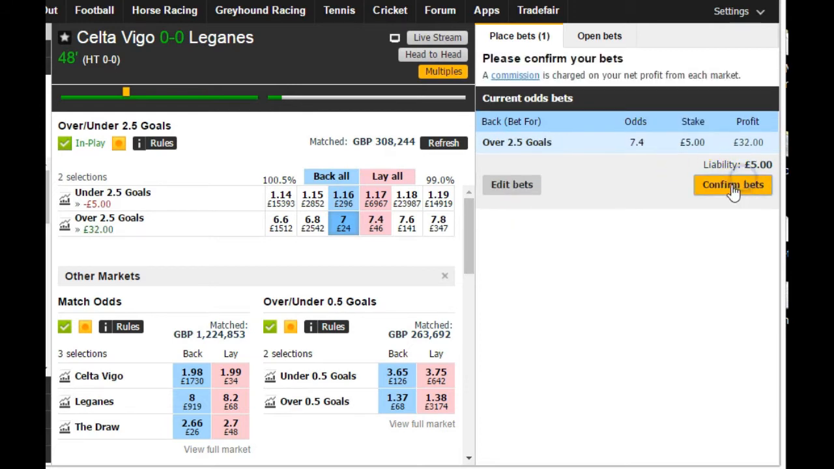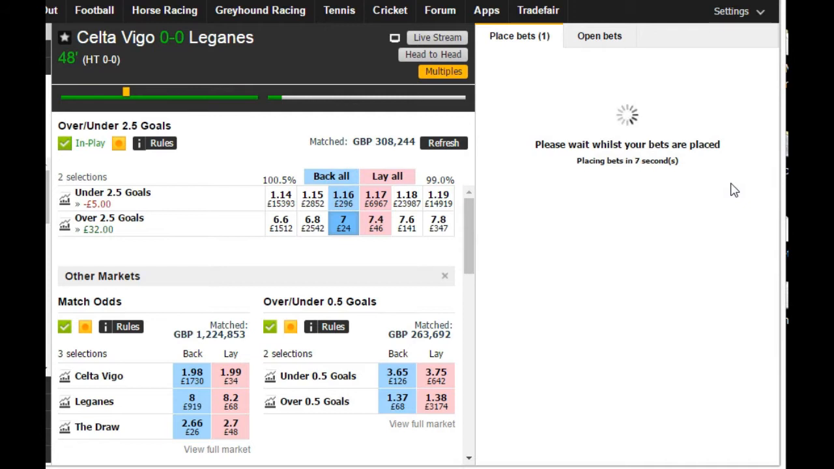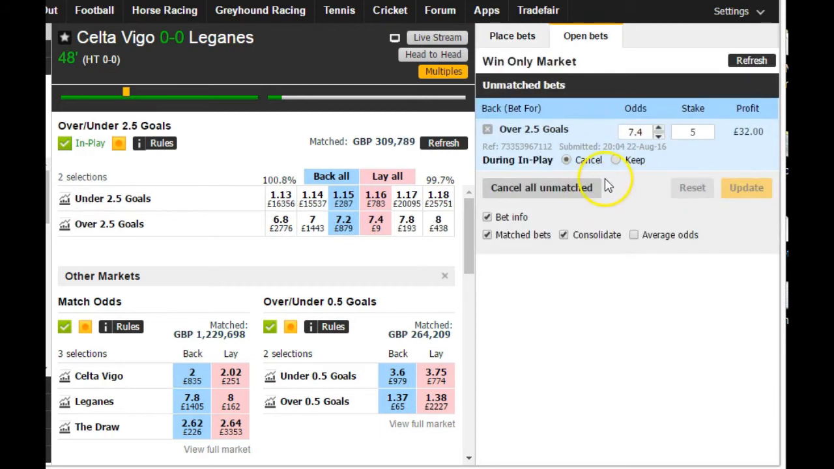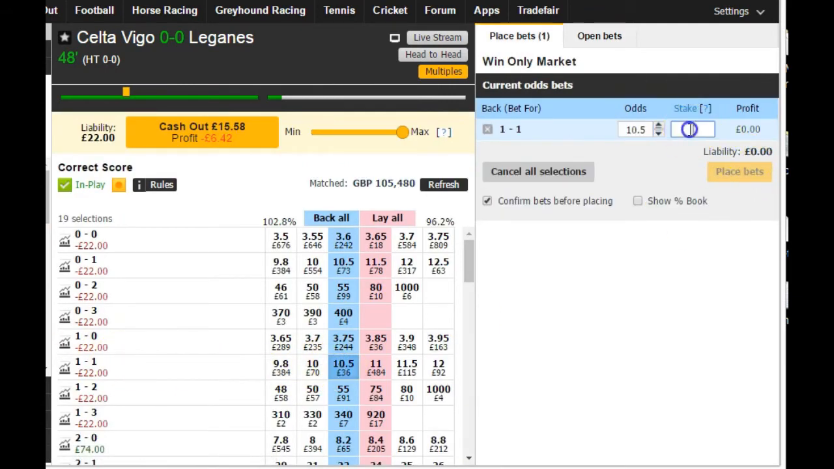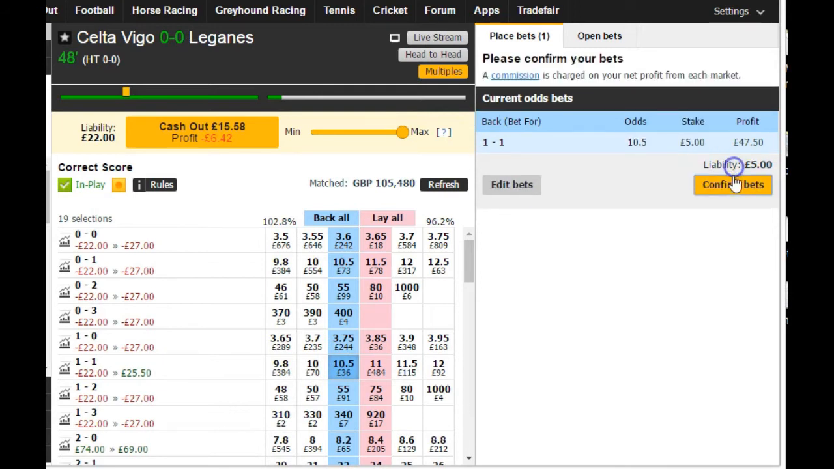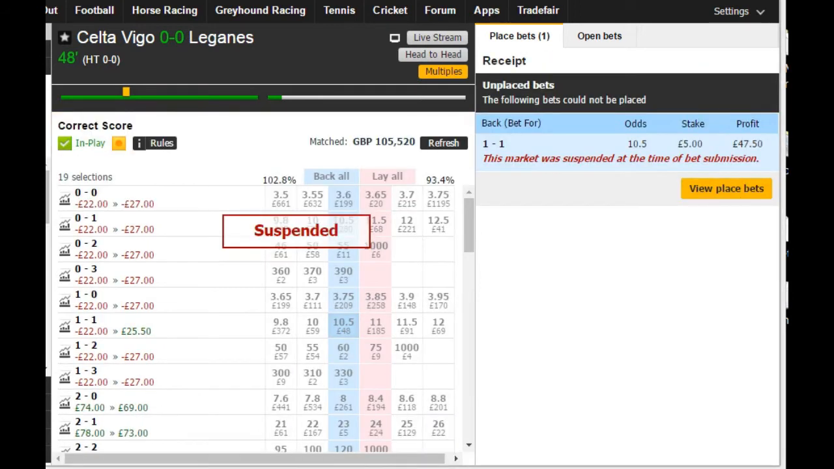And this particular move I made here was backing over 2.5 goals. I looked at the in-play stats, and there's quite a lot of chances going for each team, and at 1.17, that seemed a reasonable thing to do. I was also going to back 1-1 in the second half. Just waiting for the 2.5 goals to be matched.